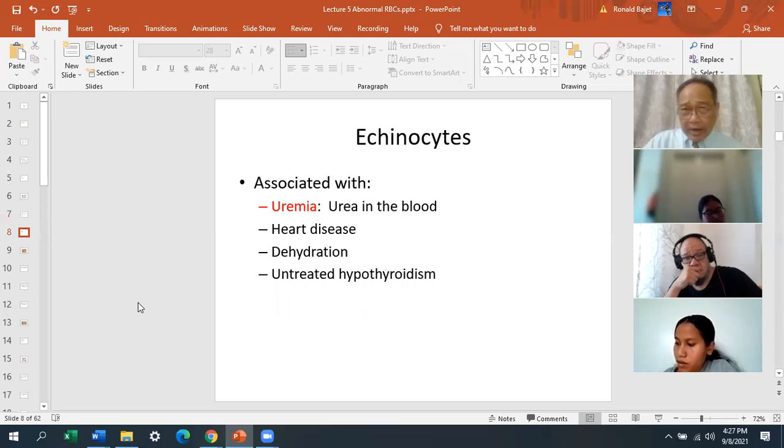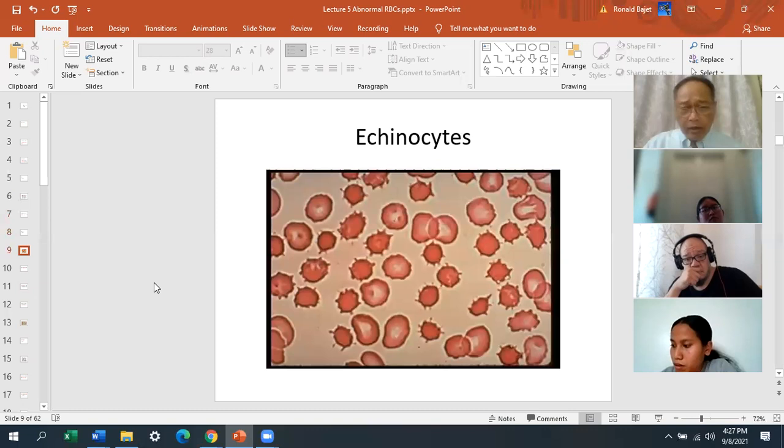If you're dehydrated, then chances are you could probably have crenated or burr cells in your blood. And this is what they look like. See these spikes? I kind of don't like this slide, but see how the spikes are all over the surface of the red blood cells. These are sharp, except for over here, where the spikes are soft. This would be called a burr cell.